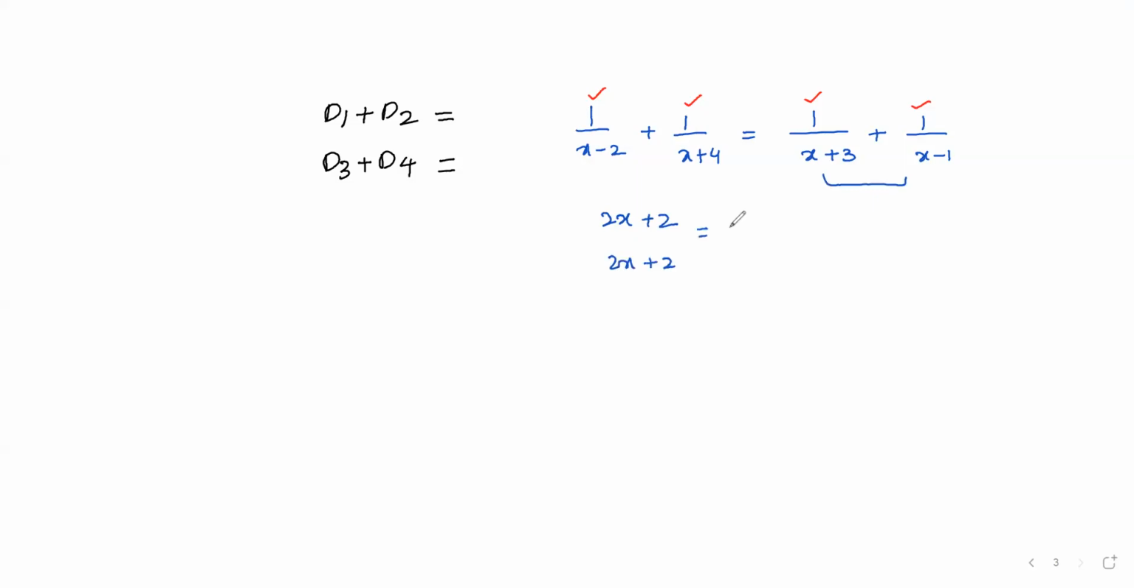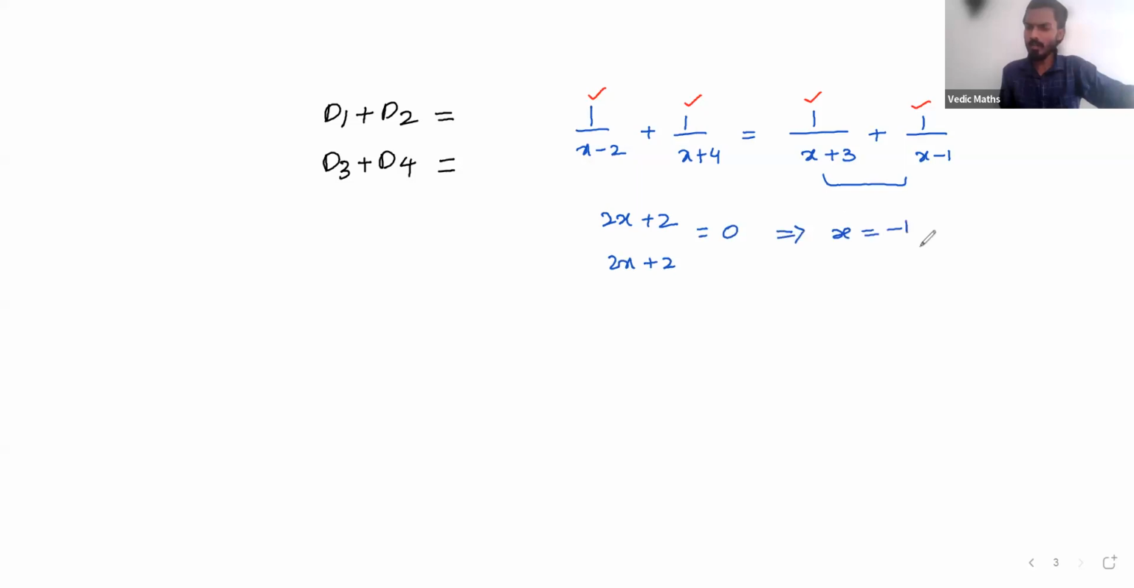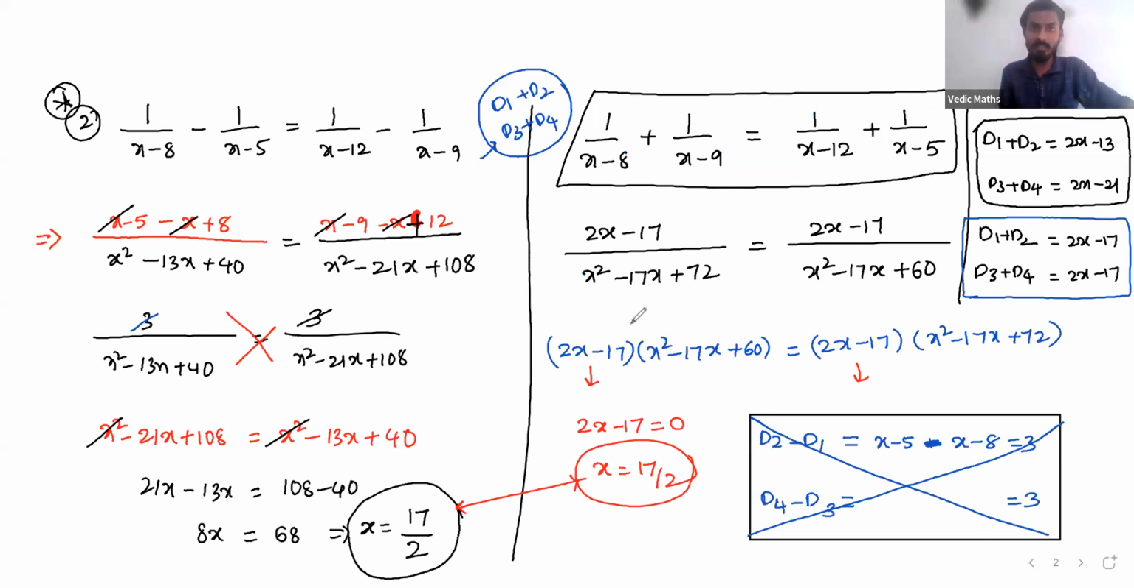So we can take this value as 0, and we can stop here. Then x is equal to, you can directly write, minus 1. Why? Because this d1 plus d2 is nothing but this part. If it is not there, then we are finding that one again.